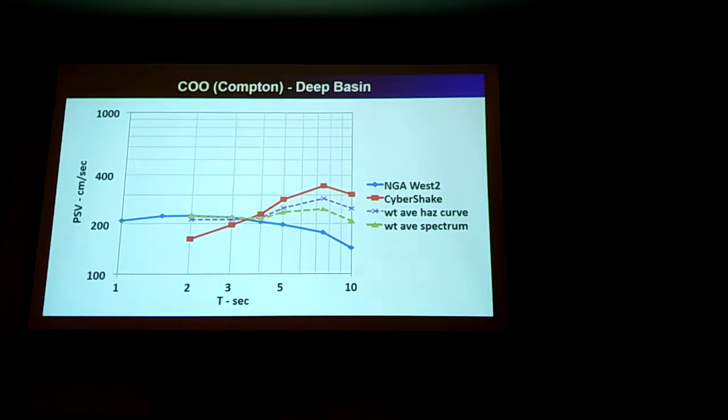There was a practical reason, and that was that if the results were too much higher than the result you'd get using the NGA-West2 equations, it ran the risk of not being accepted. So it was a purely engineering decision to go with the weighted average of the two different spectra.